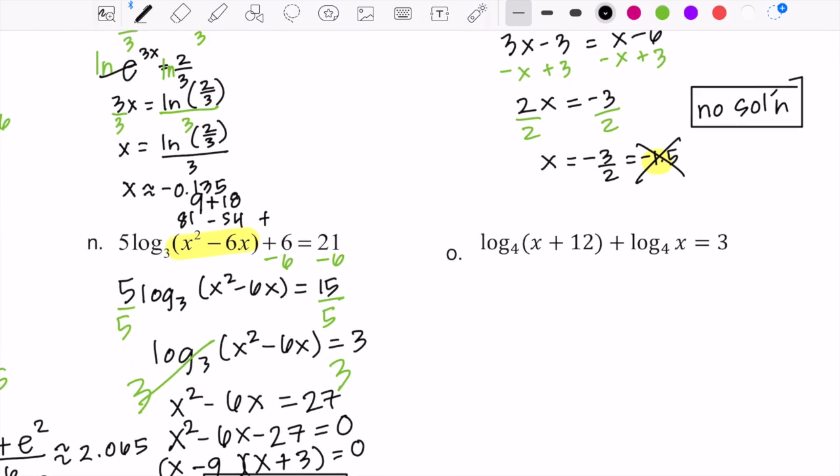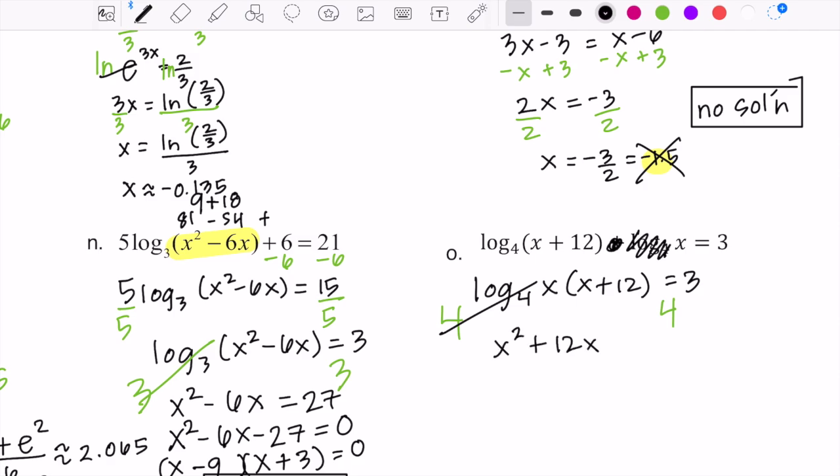Last one. Again, you're only going to ever exponentiate twice. So you wouldn't go 4, 4, 4. Never ever would you do that 3 times. You always got to condense first properly. So this is log base 4 of x times x plus 12 equals 3. And then we're going to exponentiate. And then we get x squared plus 12x equals 64.